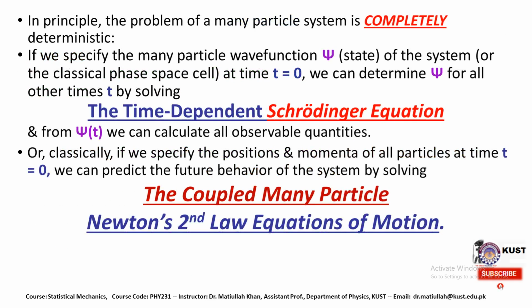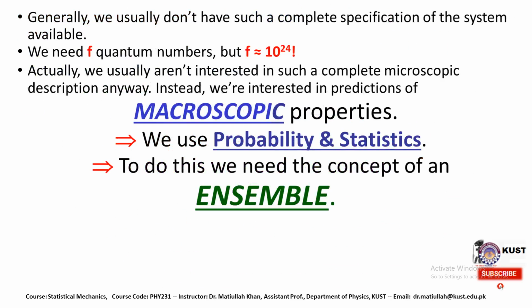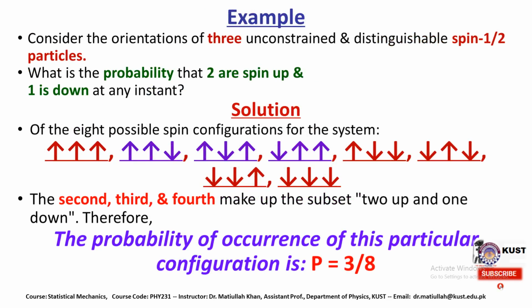We have another example, that is the example of spin up and spin down. For this we have three particles. We can see all the possibilities of these particles and their solution. We need to consider three unconstrained and distinguishable spin 1/2 particles, and we need to calculate the probability that two are spin up and one is spin down. If you want to find the probability of that, it is very easy.